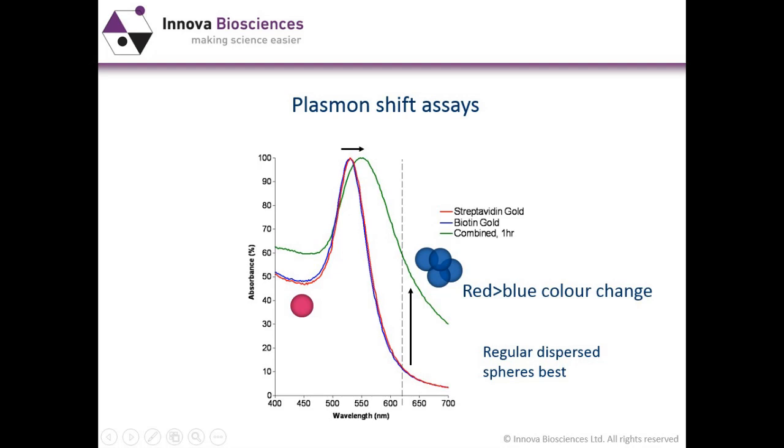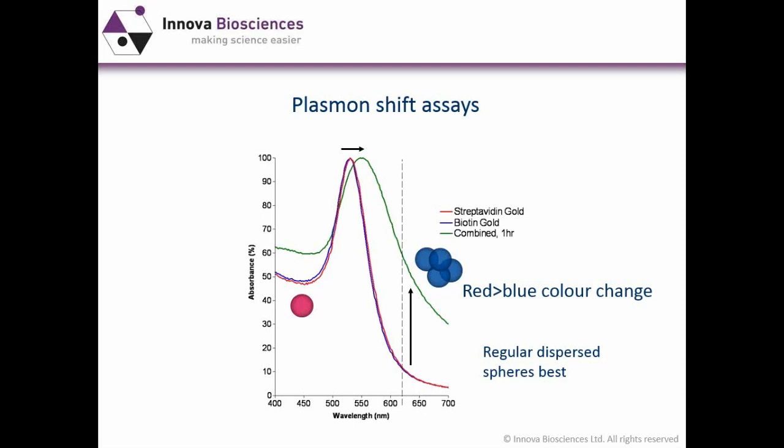Okay, Plasmon shift assays. What we have here is a demonstration of a Plasmon shift using streptavidin attached to coated gold and biotin attached to coated gold. The absorbance profiles for those two separate entities are shown in the red and blue. You can see a sharp peak and a low 650 to 530 ratio for those curves. So essentially these particles would appear as red.